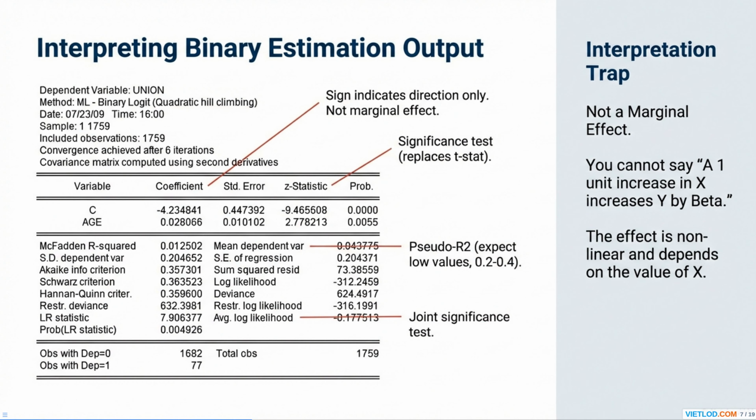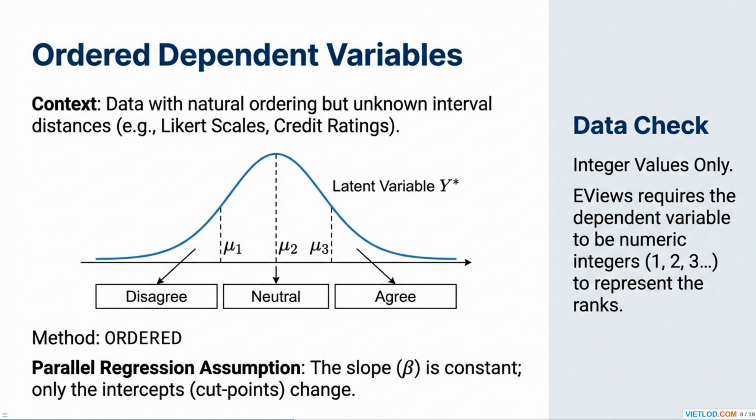Finally, the likelihood ratio, or LR statistic, tests the joint significance of all regressors in the model. Always remember, the effect of an independent variable in a binary model is nonlinear and depends on the specific value of that variable.